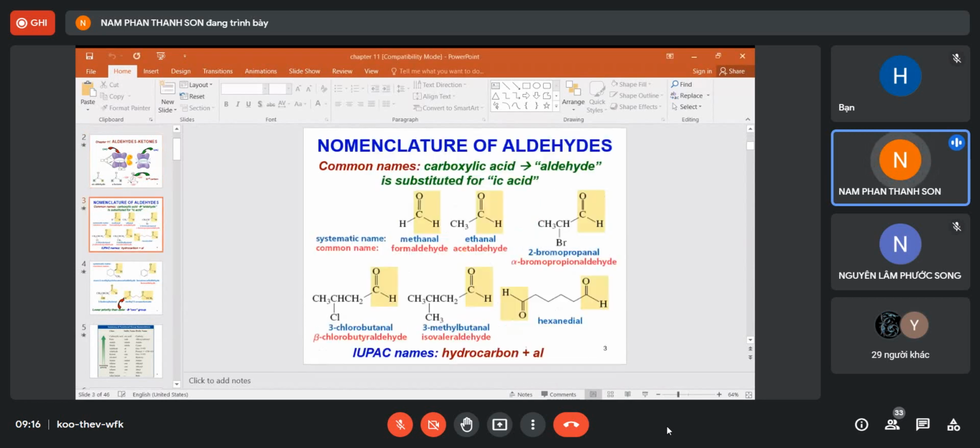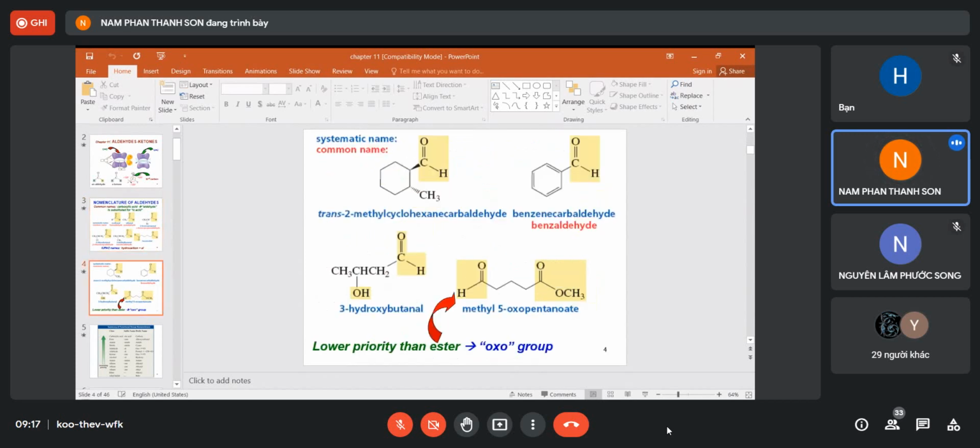Let's say for the nomenclature of aldehydes, for the common name, we use the name of the carboxylic acid, then delete "ic acid" and replace it by "aldehyde." So, for example, we have acetic acid, and then we delete "ic acid" and add "aldehyde." So it becomes acetaldehyde. That is for the common name. For the IUPAC name, they use the name of the hydrocarbon and add "al." For example, the IUPAC name of acetaldehyde is ethanal. Okay, that's just the name.